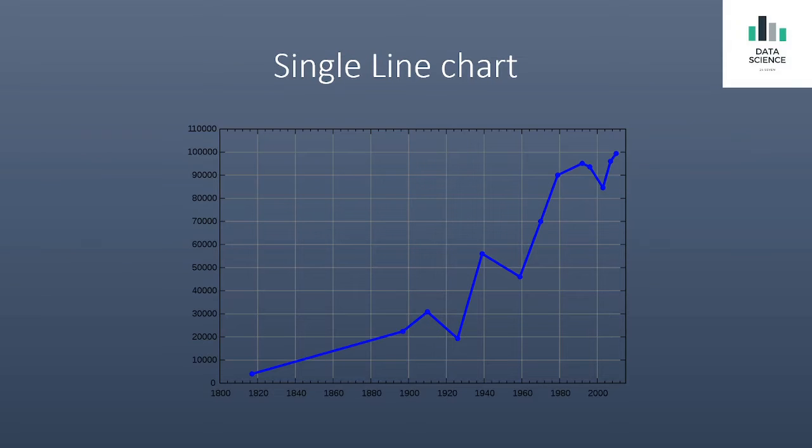Let us have an example. Here on the x-axis we have time, that is year, and on the y-axis we have a measured value. Here dots are connected with a line, hence named as line chart. Since here it is a single line, it is known as single line chart.